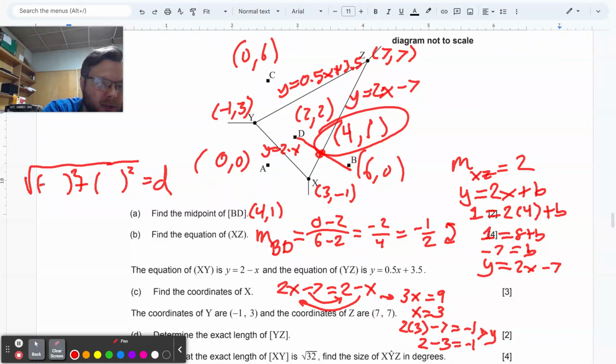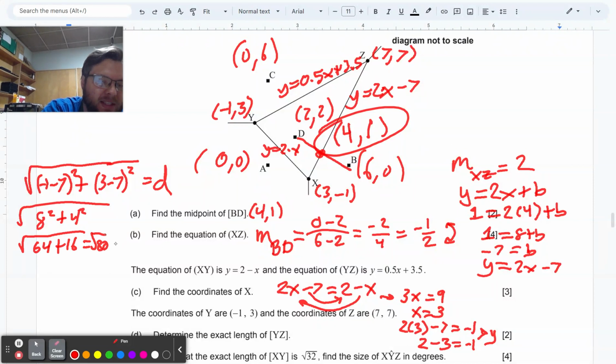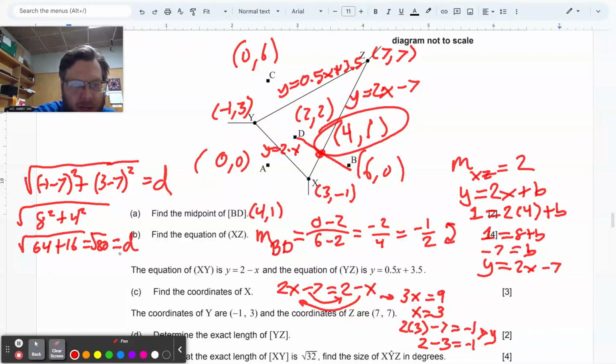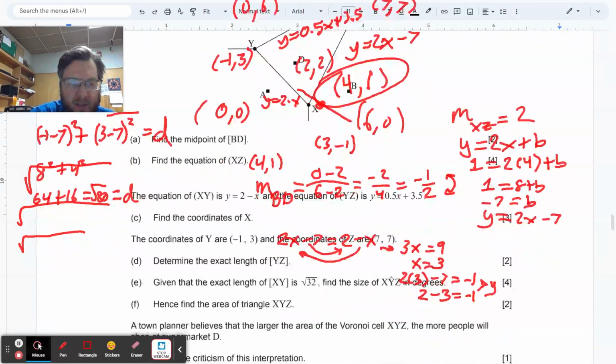So I have here negative 1 minus 7 as my x coordinates, and 3 minus 7 as my y coordinates. So that's going to be the square root of 8 squared plus 4 squared, which is 64 plus 16, which is the square root of 80. That's the exact value. I know it's going to be almost 9, but they wanted the exact length. It turns out also that XZ has the same length because it's also going from (3, negative 1) to (7, 7).